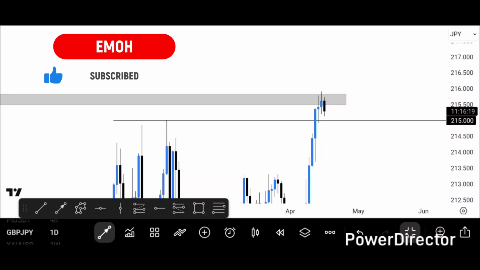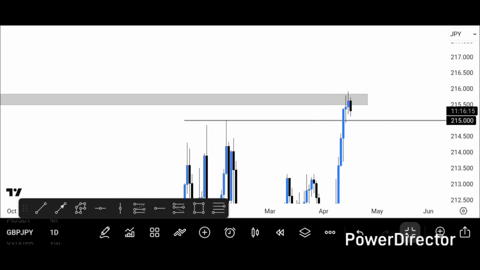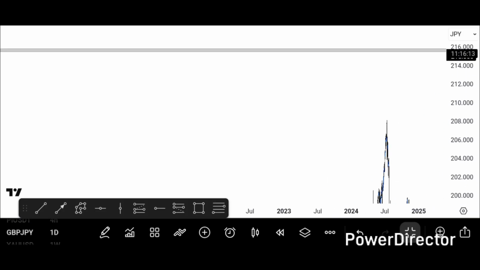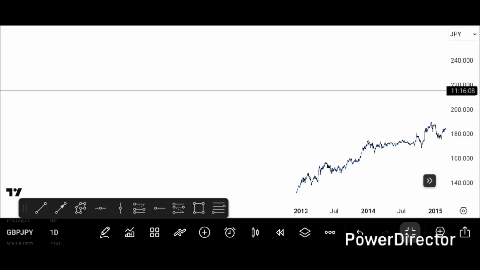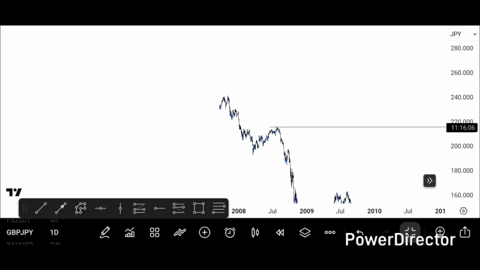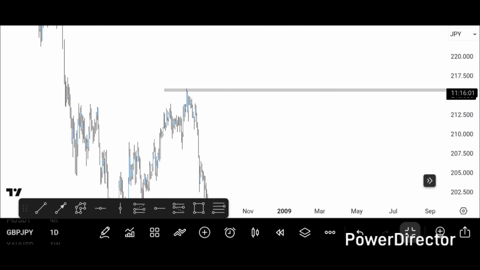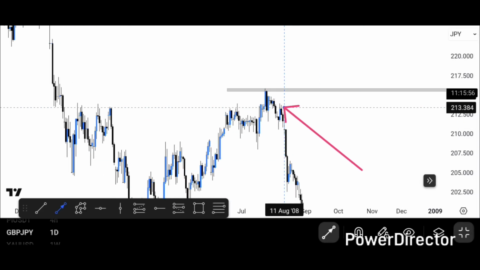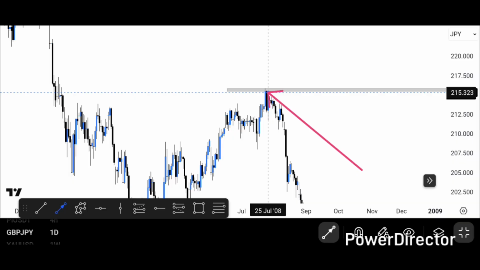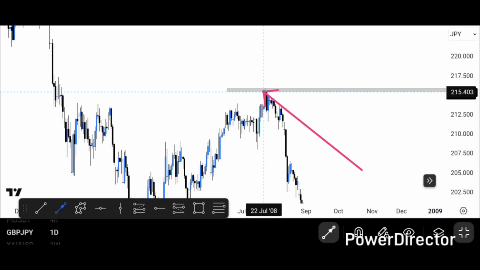GJ is at a daily resistance. This zone here is a daily resistance. Now if we go all the way back to previous price action, we notice that this rectangle zone that we had here is a daily resistance. So price reacted off of this zone around 2008. So we've not been around this zone since 2008.